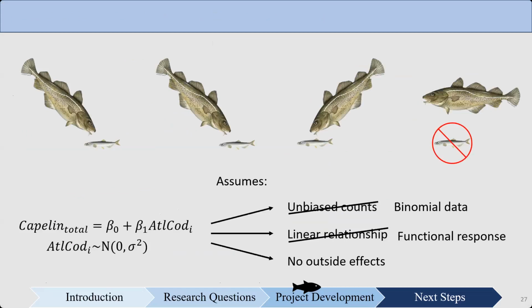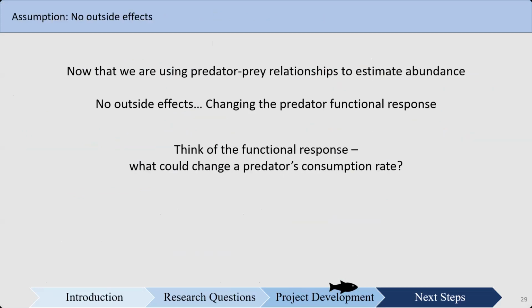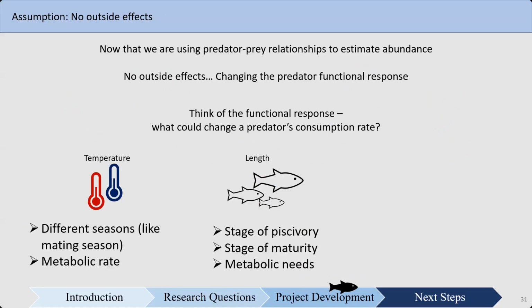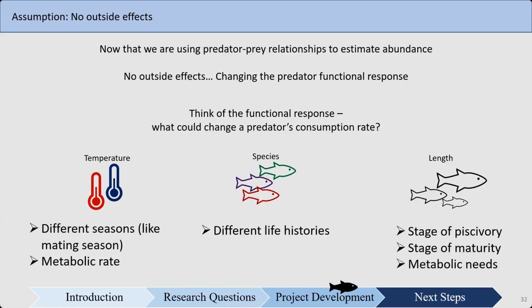Let's move on to the third assumption, that there are no outside effects. Now that we're using predator-prey relationships to estimate abundance, we're assuming that there's no outside effects changing the predator's functional response. And when we think about what could change a predator's consumption rate, I'm thinking things like temperature. I'm thinking that different lengths of a species can influence how much they're eating. And I'm thinking that different species might consume prey differently.